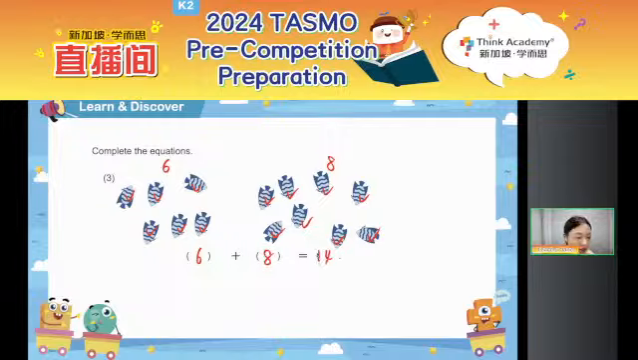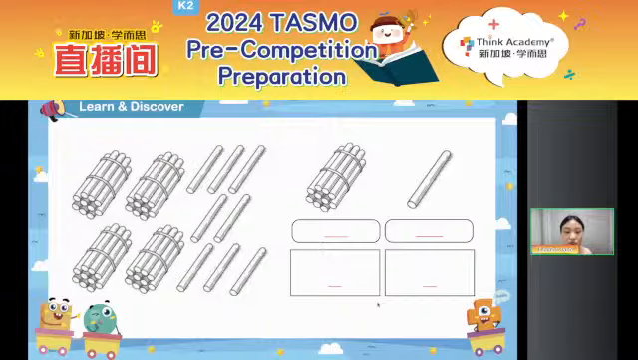Good job, Summer. Good job, Michelle. So we can get our final answer here will be 14, right? So everyone, let's see. This time, there are so many numbers here, right? This time, how can we write down the equation, or how can we express the number here?